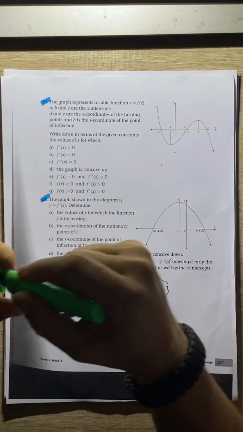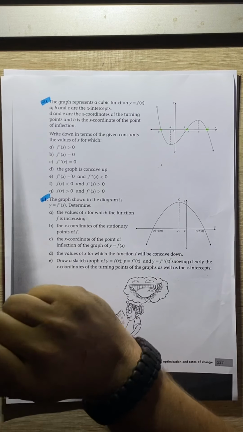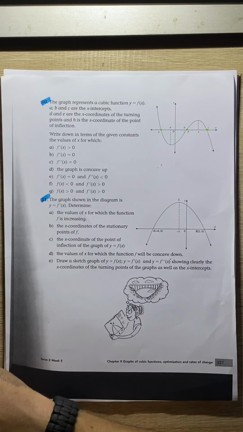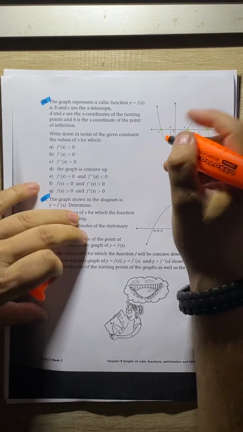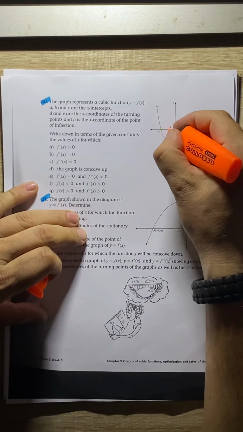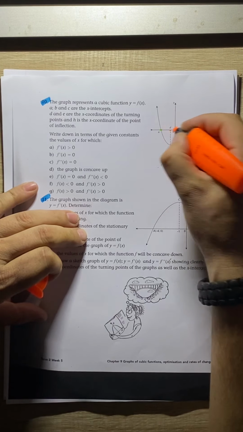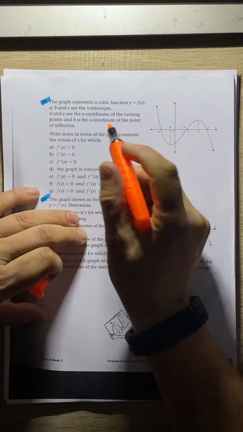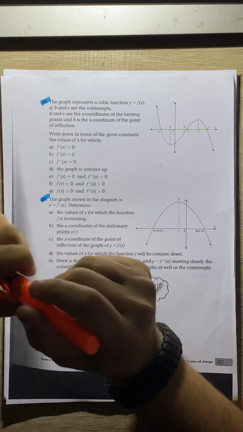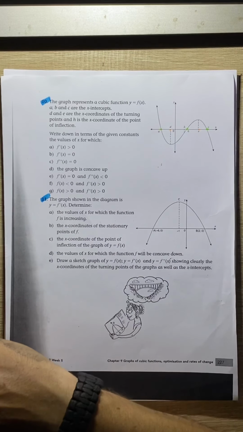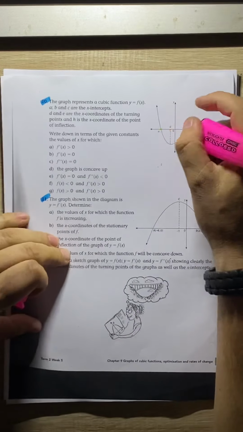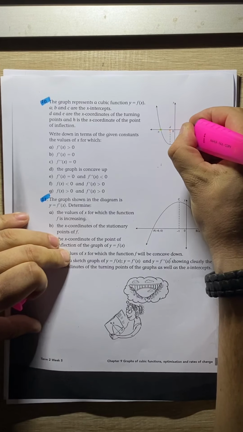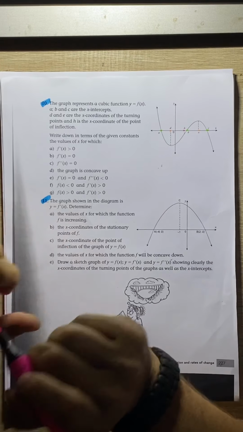All right. Then it goes on to say that D and E are the x coordinates for your turning points. So that is the x value for our turning point. That is the x value for our turning point. And then H is the x value for the point of inflection. So that's our point of inflection over there.